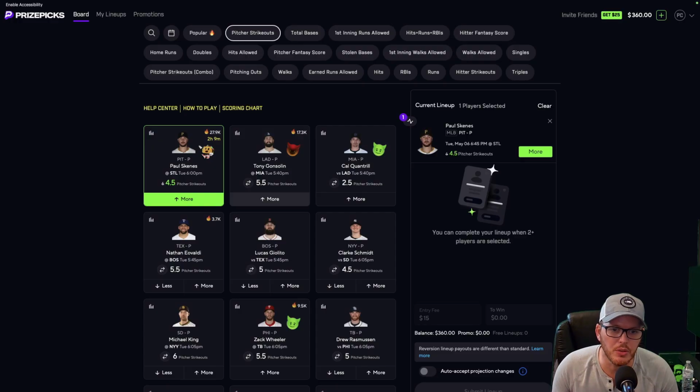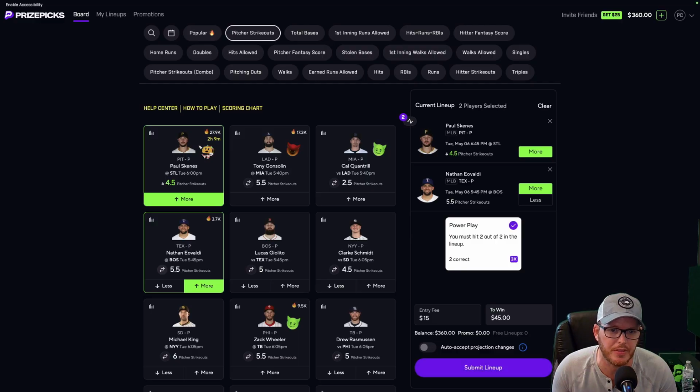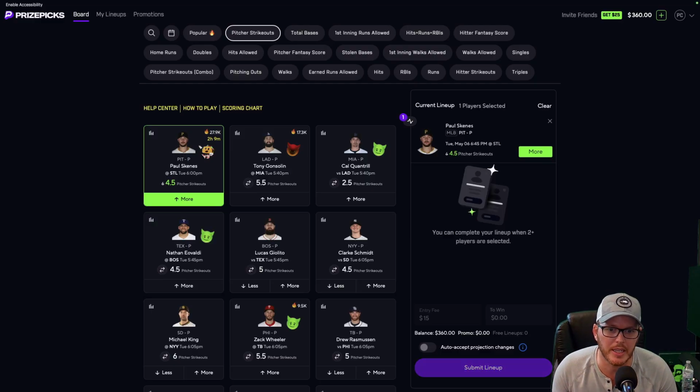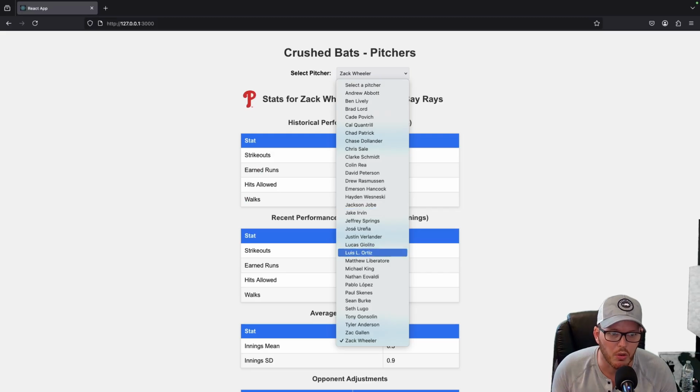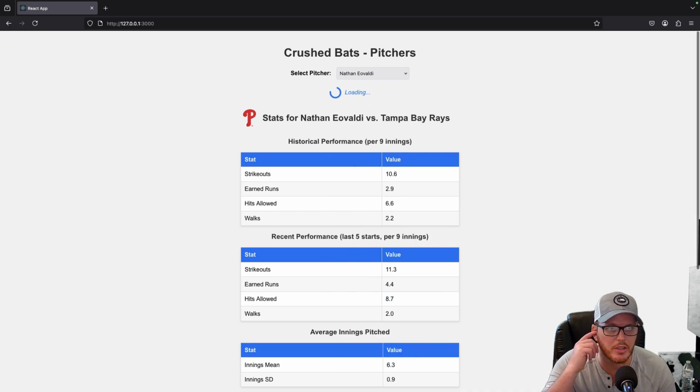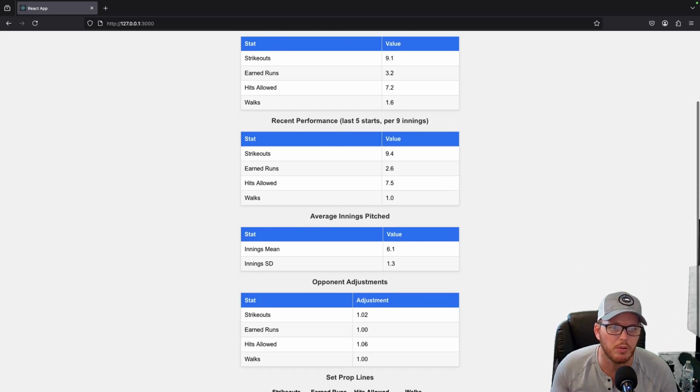But before I do, Nathan Eovaldi versus the Boston Red Sox. Boston Red Sox have been striking out a lot. 5.5 Ks for him, I think it's good. You saw Carlos Rodon yesterday. He hit his goblin, but he hooked his main line. It could be the same thing again for him. I think Nathan Eovaldi at 4.5 strikeouts is elite. We will run him over here in my crushed bat system, and we will see what shakes out.